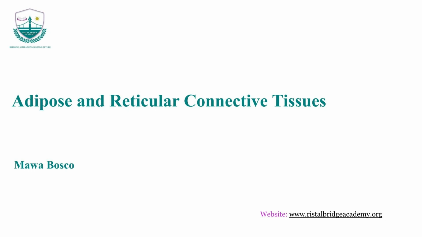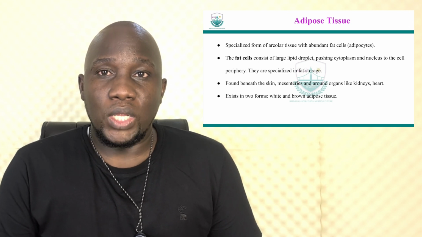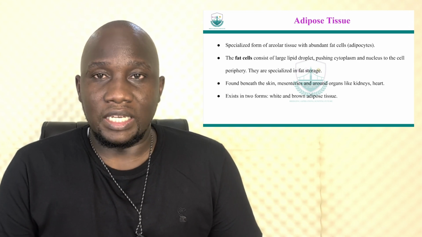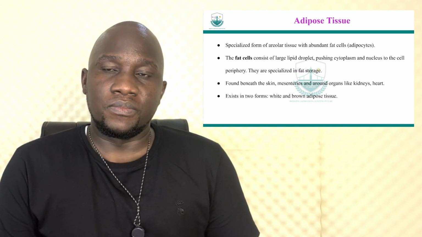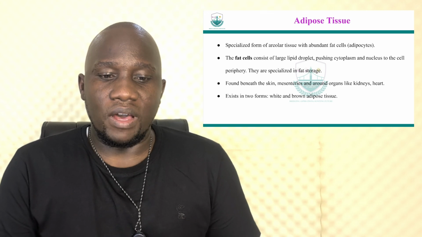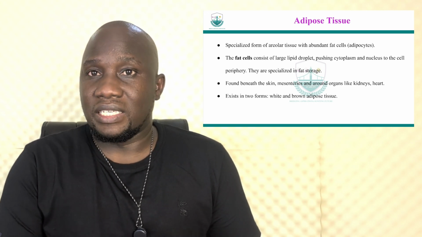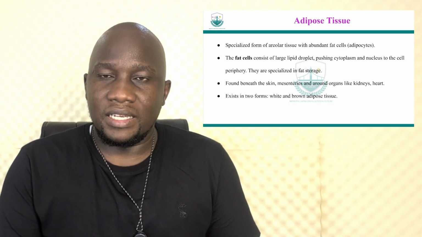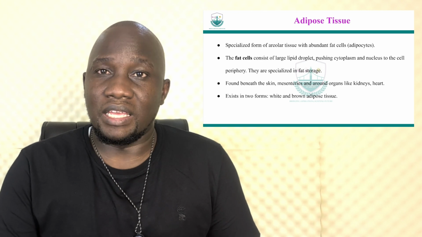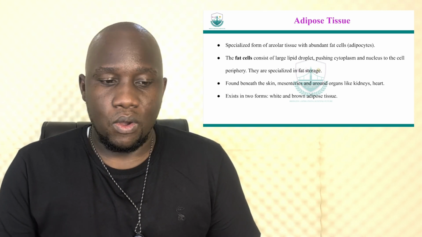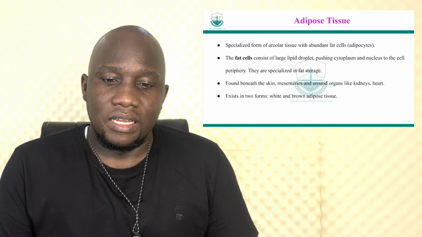So we move to the second type of loose connective tissue, that is the adipose tissue. When you talk about adipose, just think about the lipids. When you talk about adipose tissues, we are thinking about a specialized form of areolar tissue with abundant fat cells. So it's basically loose connective tissue, but what is actually there are the fat cells that are in abundance. These fat cells contain fat droplets, basically.